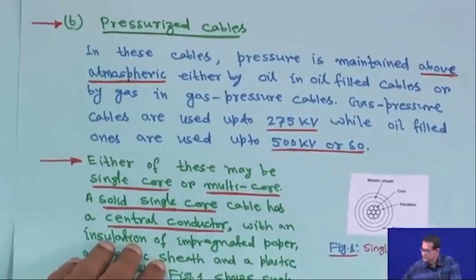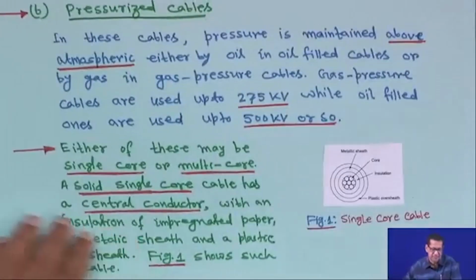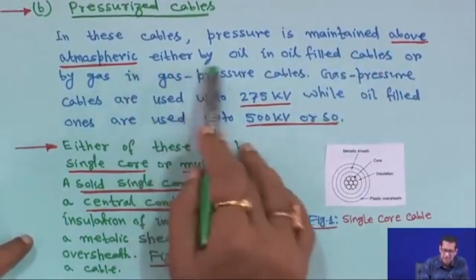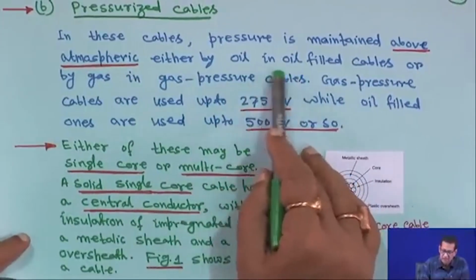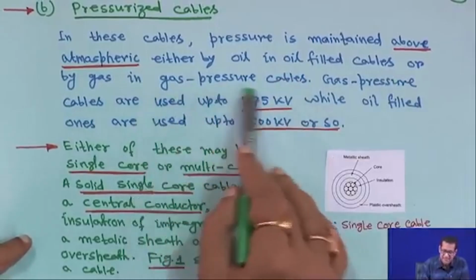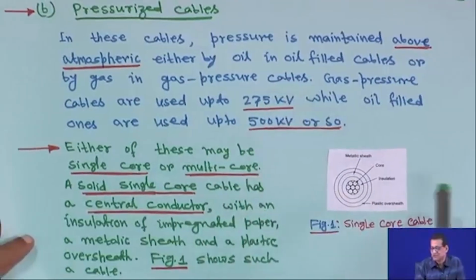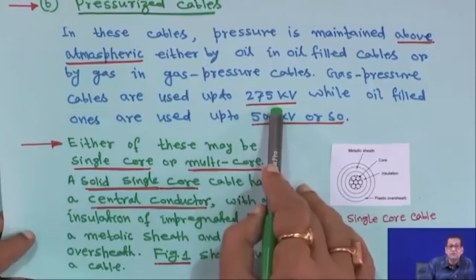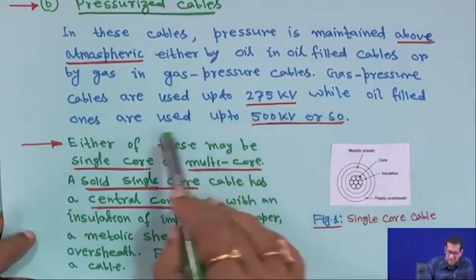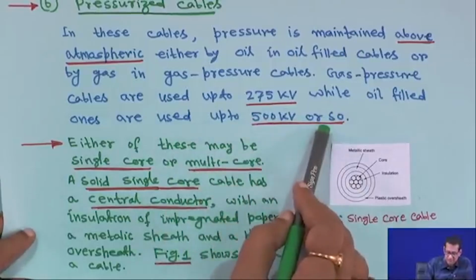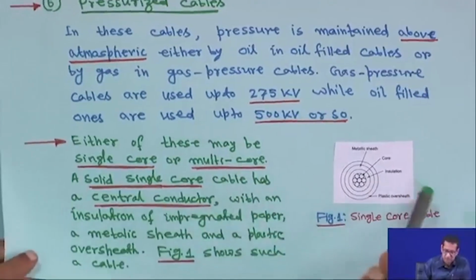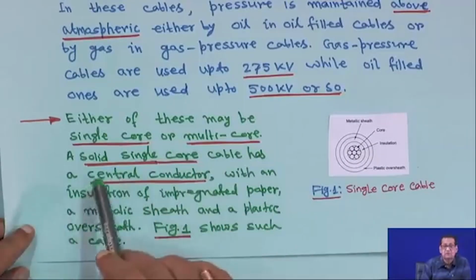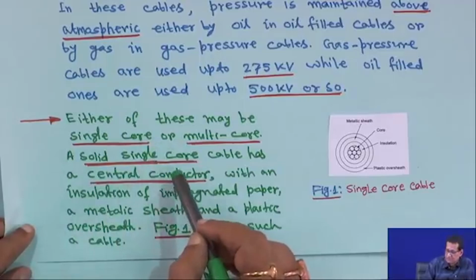Next one is pressurized cables. In these cables, pressure is maintained above atmospheric, either by oil in oil filled cables or by gas in gas pressure cables. I will show you one diagram of the oil filled one. The gas pressure cables are used up to 275 kV, while oil filled cables are used up to 500 kV or so. Either of these may be single core or multi core cable, right.